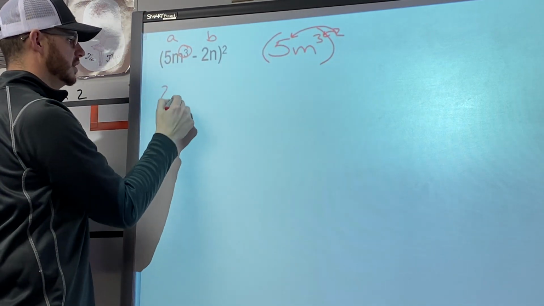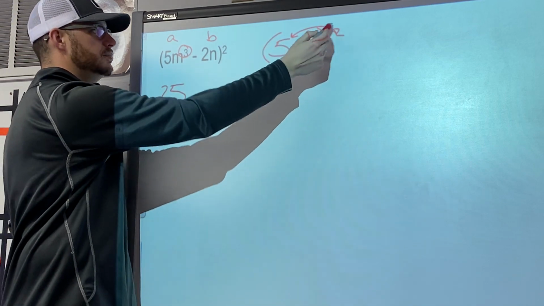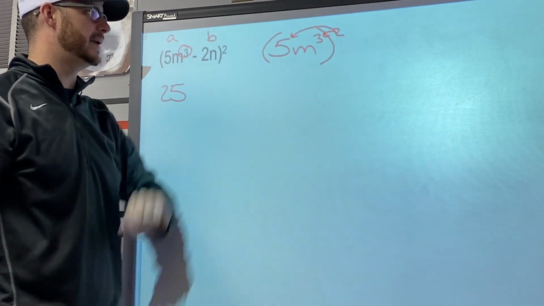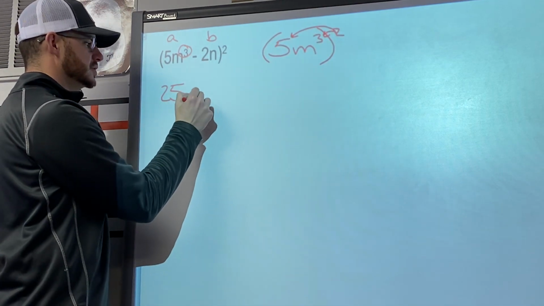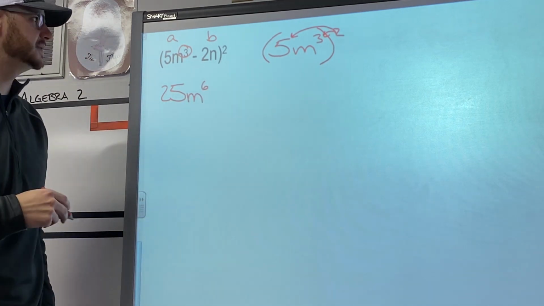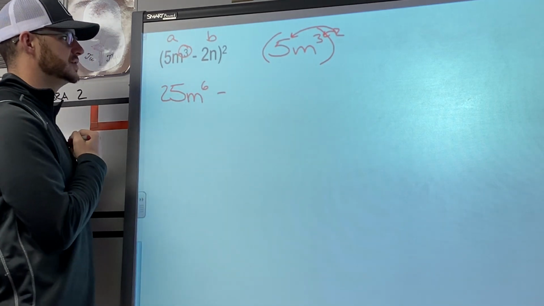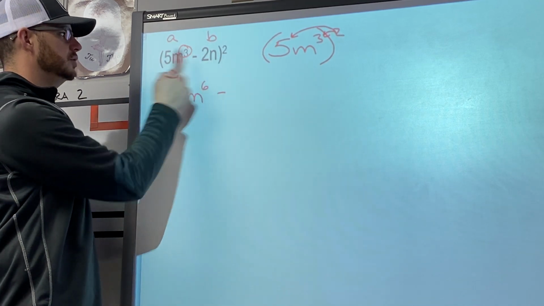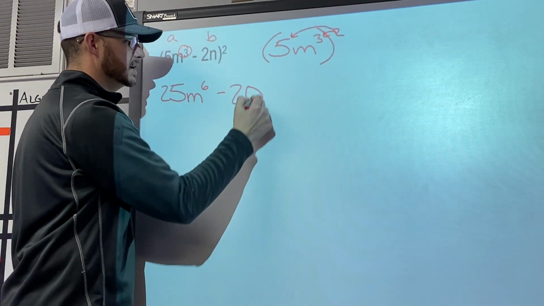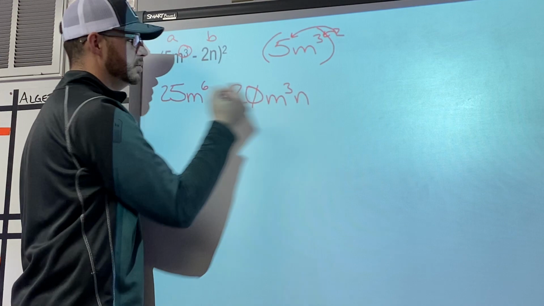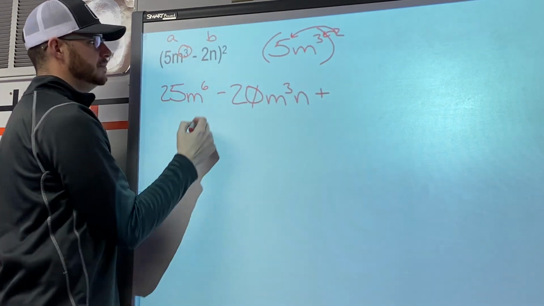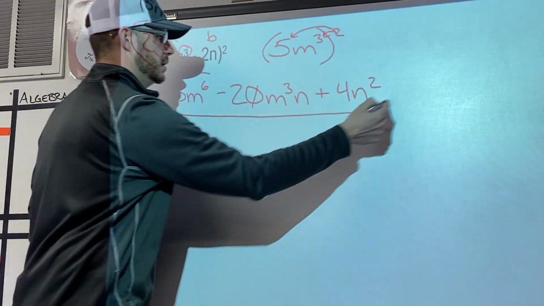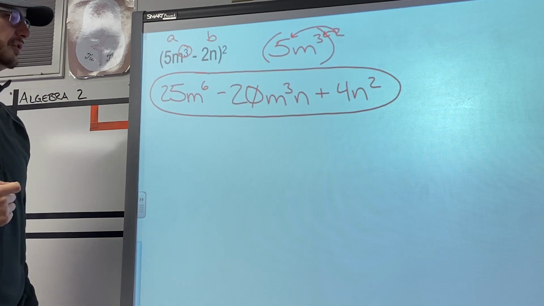So 5 squared would give us 25. M cubed squared, remember, since we're raising an exponent to a power, we multiply them. So this would give us 25m to the 6th minus 2ab. In this case, a times b would be 10m cubed n. Multiply that by 2, we get 20m cubed n. And then we would add b squared, which would be 4n squared. And that would be our final polynomial right there.